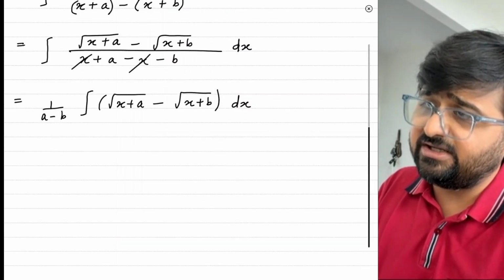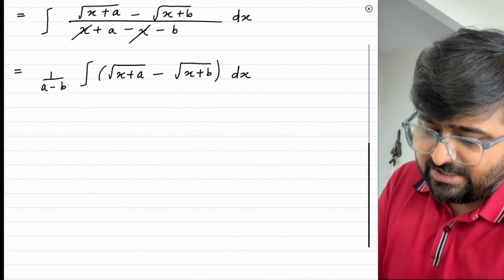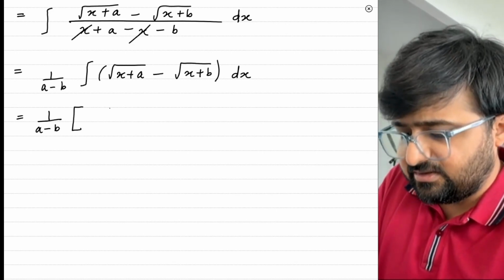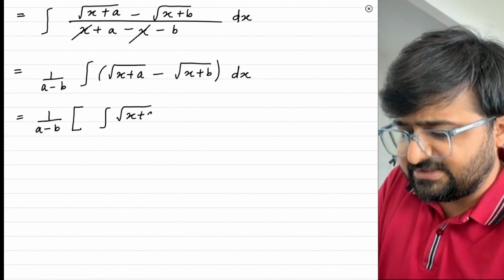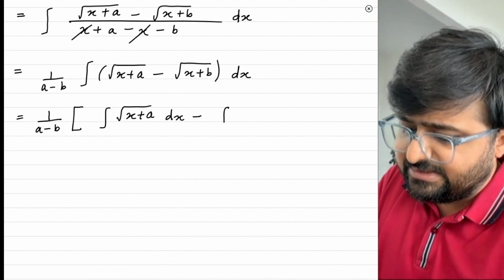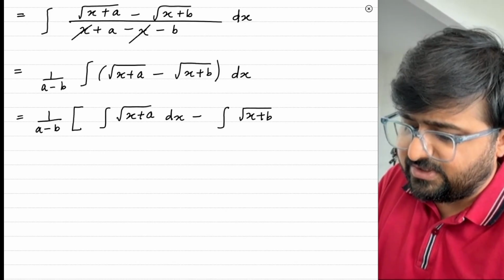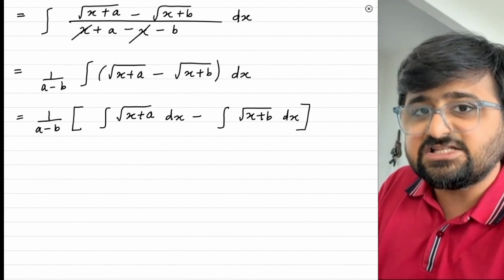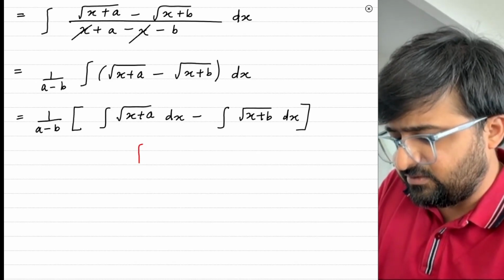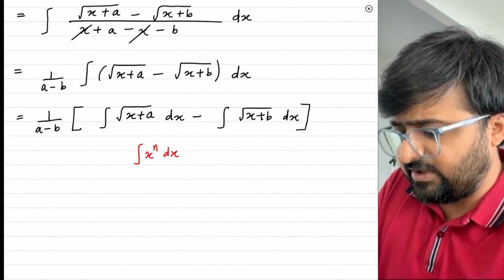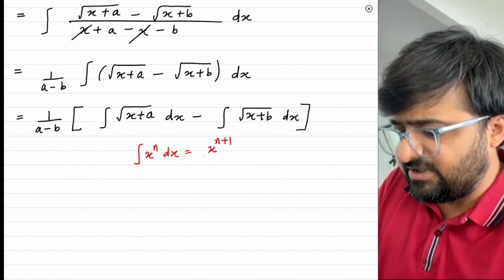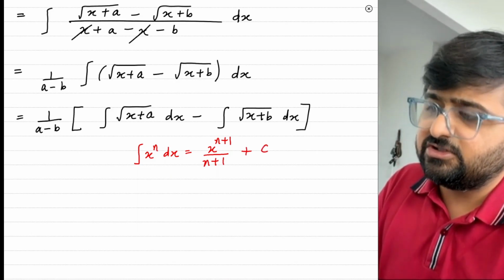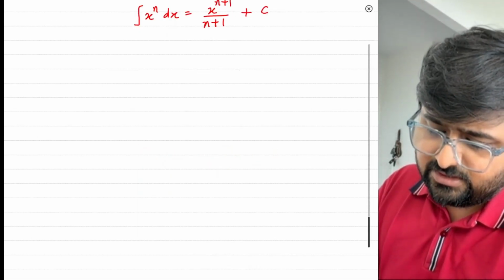What you can do is just give the integral to both of those terms. So you have 1 over a minus b, let me open up a box bracket, and you have the integral of square root of x plus a with respect to x minus the integral of square root of x plus b with respect to x. Let's close the bracket. Now we know the basic algebraic formula of integral: the integral of x to the power n with respect to x is x to the power n plus 1 divided by n plus 1, plus the constant of integration c, of course. So we can apply that same formula over here and see what we get.